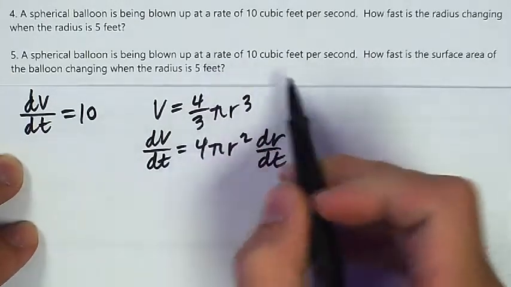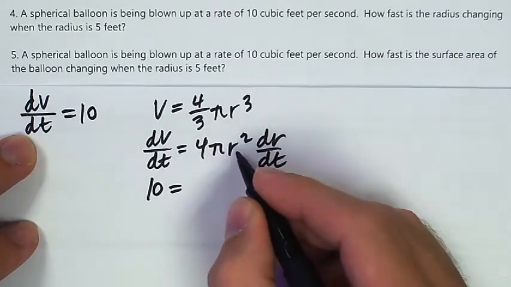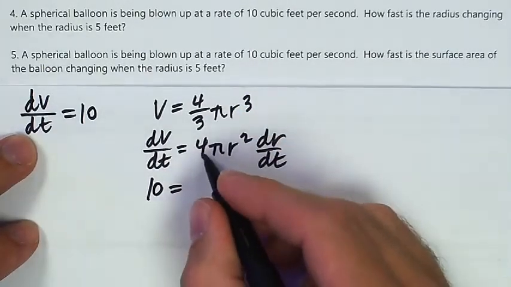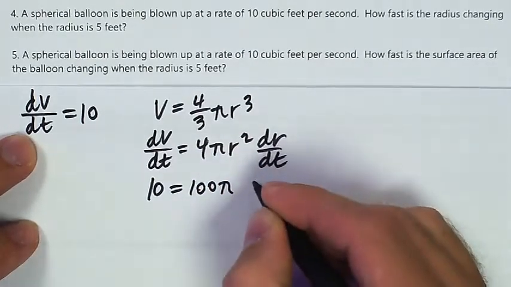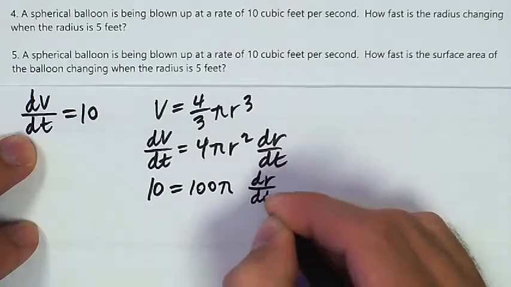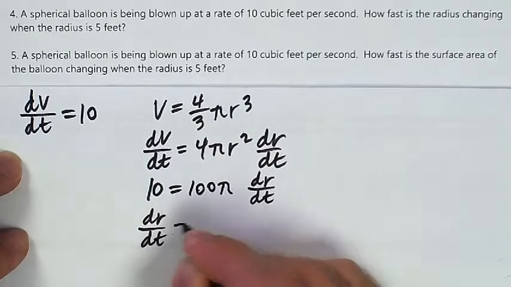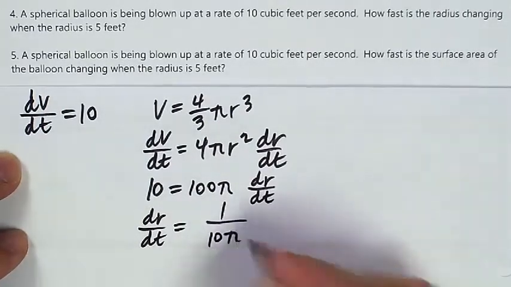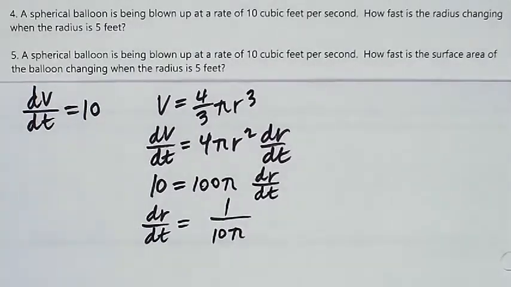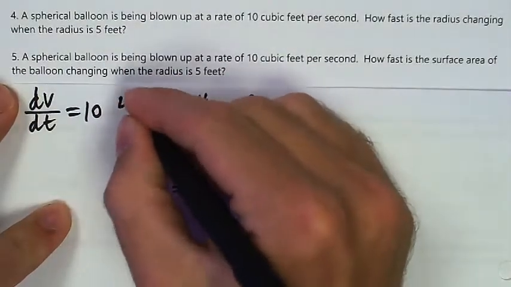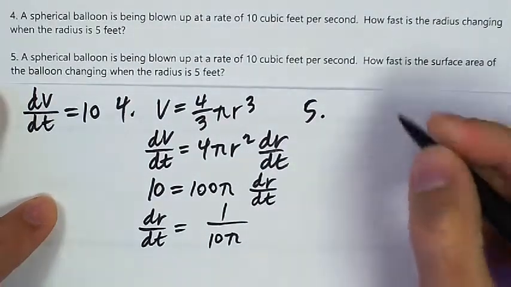And I've got all sorts of information here. I've got 10 equals 4 times pi times radius squared, which is 25. So 4 times 25 is 100 pi dr/dt. Makes me think that dr/dt is going to be 1 divided by 10 pi. Then they're going to ask, this was number 4. Number 5, how fast is the surface area changing?